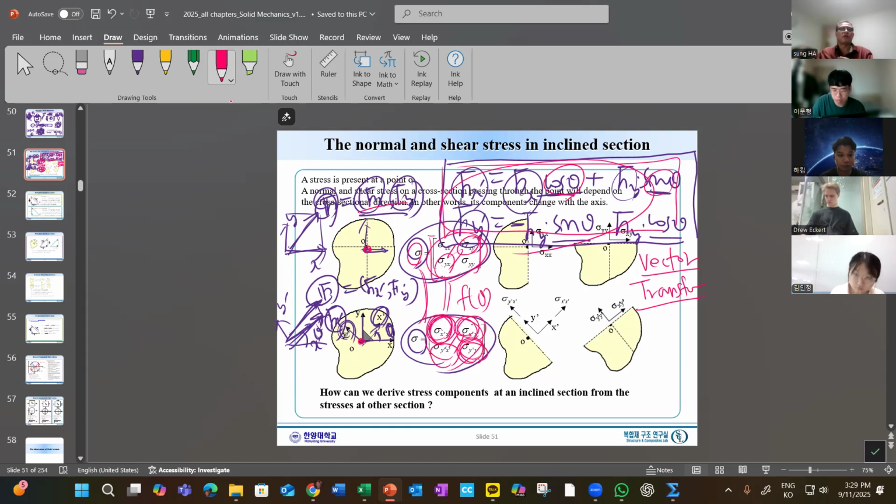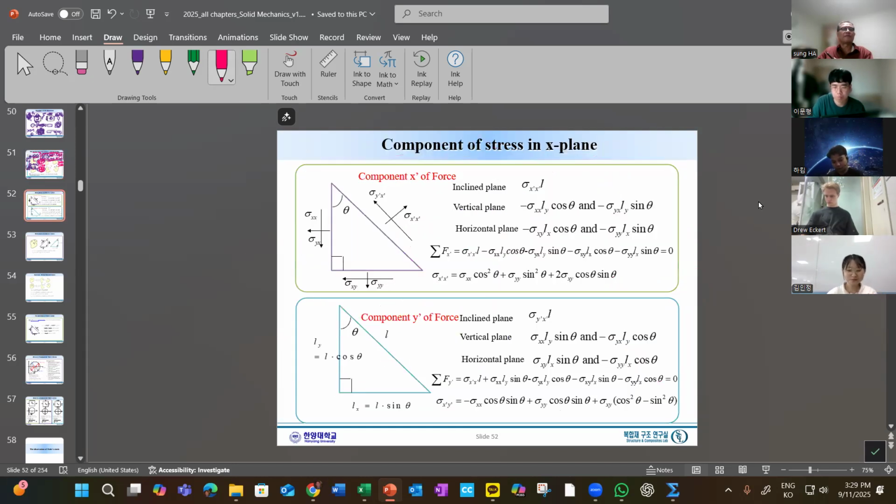So what we would like to do is derive equations similar to this: the normal and shear stress in an inclined section. Inclined section means that, as with the vector, we have another coordinate system. We would like to get the components in terms of the previous coordinate system. So it's a little bit complicated procedure, okay?